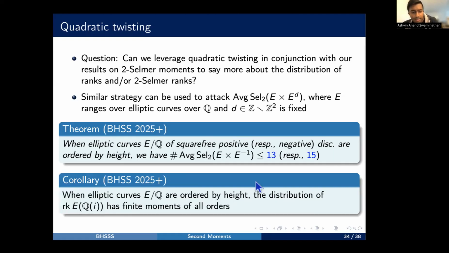So I mentioned that the Bhargava and Shankar results imply that the ranks of elliptic curves have finite moments of all orders. But now with this result, we can say that if you look at elliptic curves over Q and ask about the distribution of the ranks of E over Q adjoin i, square root of -1, that distribution has finite moments of all orders. That's an interesting corollary thereof. But we can actually do a lot more than just this using quadratic twisting. And to state the final results of the talk, I need to make some assumptions.